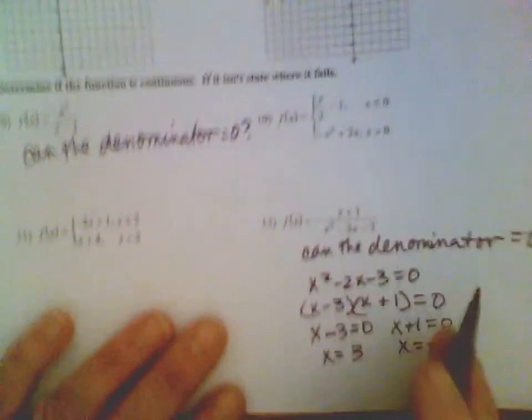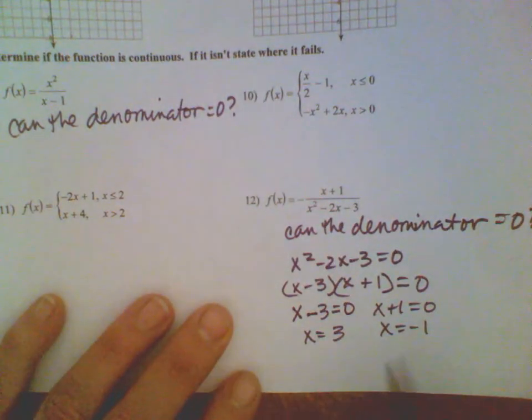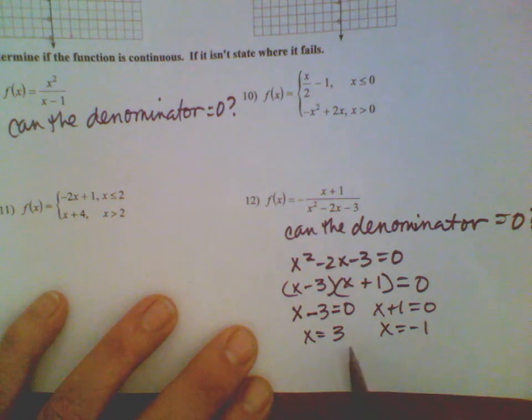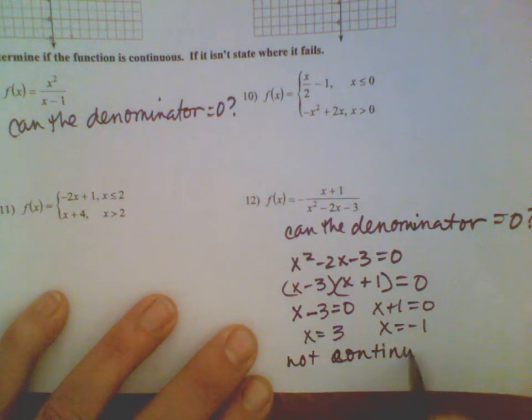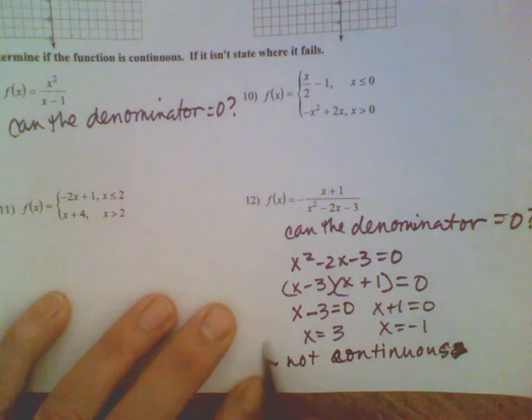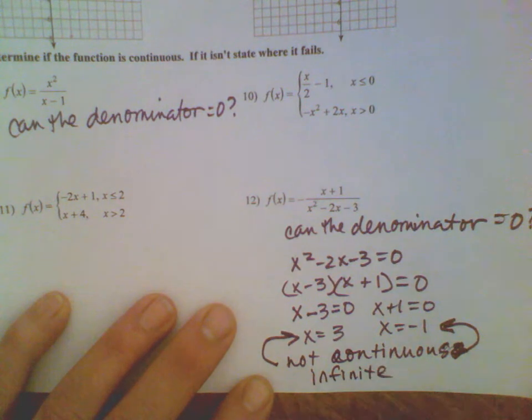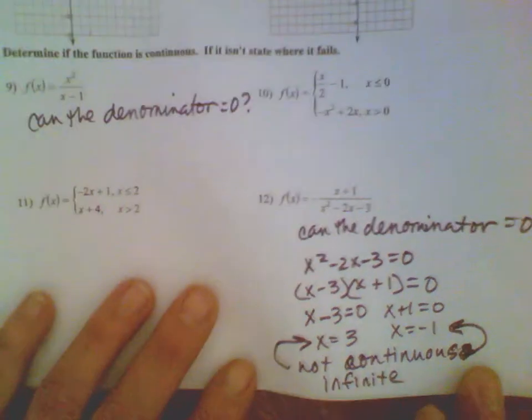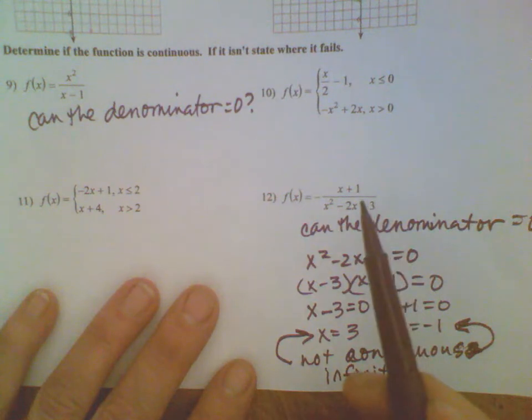And so is this function continuous? No. It fails because it can have a denominator equal to 0, which creates an asymptote. So this is not continuous at those 2 points, creating an infinite discontinuity. Okay? So if there's a denominator, there's an issue.